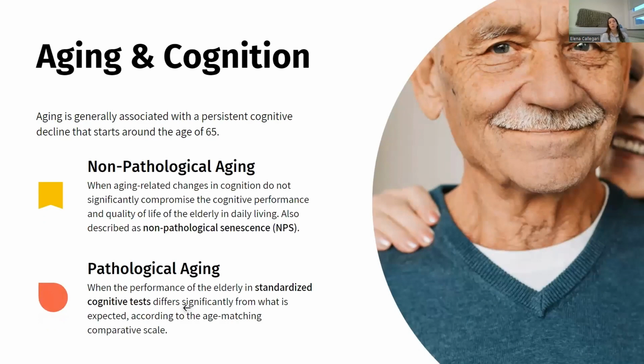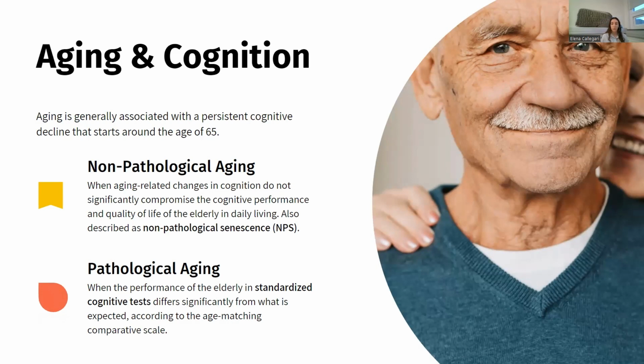Focusing on aging and cognition. Aging is associated with a kind of persistent cognitive decline that generally starts around the age of 65. So there's nothing you can do about that. It's just a normal fact of life that as you become older, as you age, your cognition is not going to be as sharp as it was when you were younger.